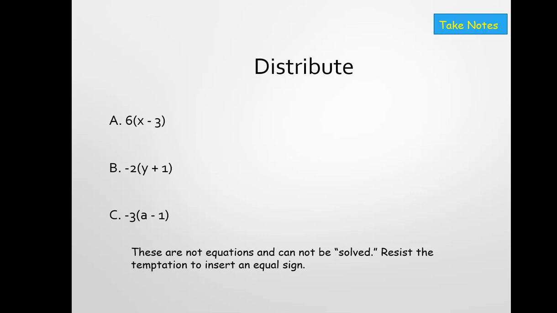Okay, and we're back. And I assume that you've done your work. So let's take a look at this. Okay, this is 6 times x, and 6 times negative 3, so that's 6x minus 18. Negative 2 times y is minus 2y, and minus 2 times 1, well, minus 2y plus negative 2. Okay, negative 3a, and now this one's a little tricky. Negative 3 times negative 1, that's going to end up being positive.